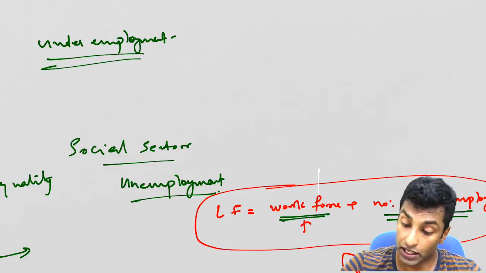Now let's look into the measurement of unemployment. This is the most important part. The first part is important, that is the conceptual part. When you read the economic survey, you will come across all these concepts. LFPR, labor force participation rate, is very important: simply labor force upon total population. Now here, let's look into the measurement of unemployment.